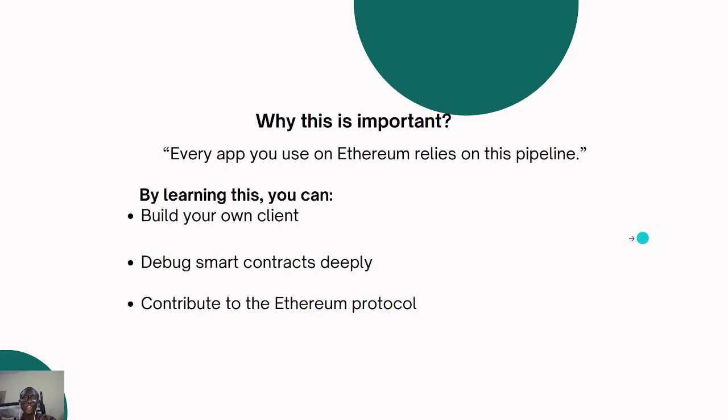All right. So why is this important? Why is it so important for us to understand the flow of transactions? The first reason: every app you use on Ethereum relies on this pipeline. What we're going to be looking at is the life cycle of transactions, from the execution client to the consensus client, and how these things work together. We're going to see how transactions happen. And then, by learning this, you can build your own client.